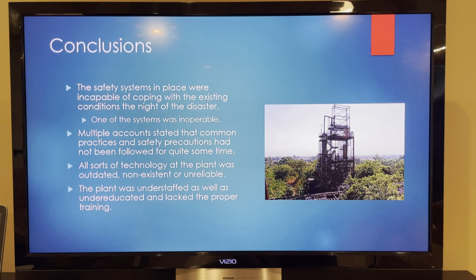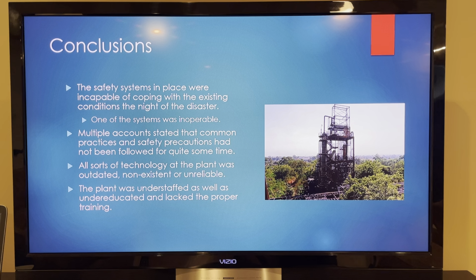The safety systems in place that they did have were incapable of coping with the existing conditions the night of the disaster. One of the systems was even inoperable. Multiple accounts stated that practices and safety precautions had not been followed for quite some time. Like I mentioned before, safety was clearly not a priority. The technology they had at the plant was either outdated, non-existent, or unreliable. And like I mentioned above, one of the systems was inoperable and they had done nothing about it.